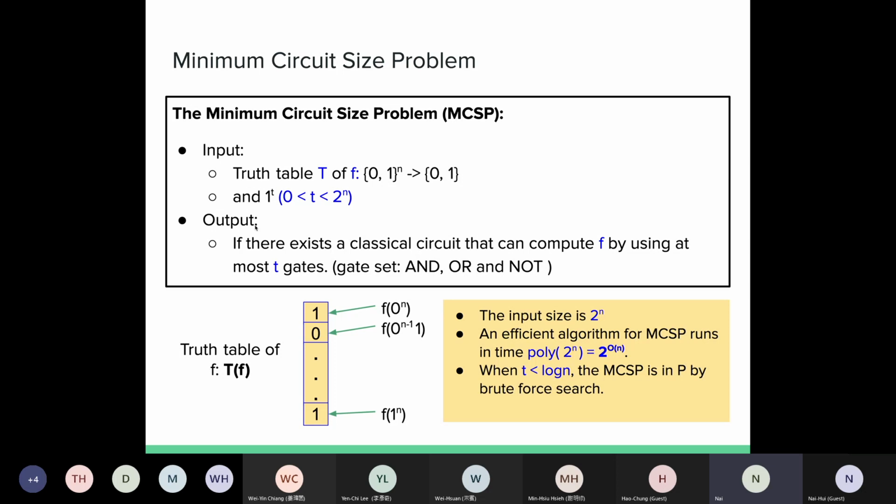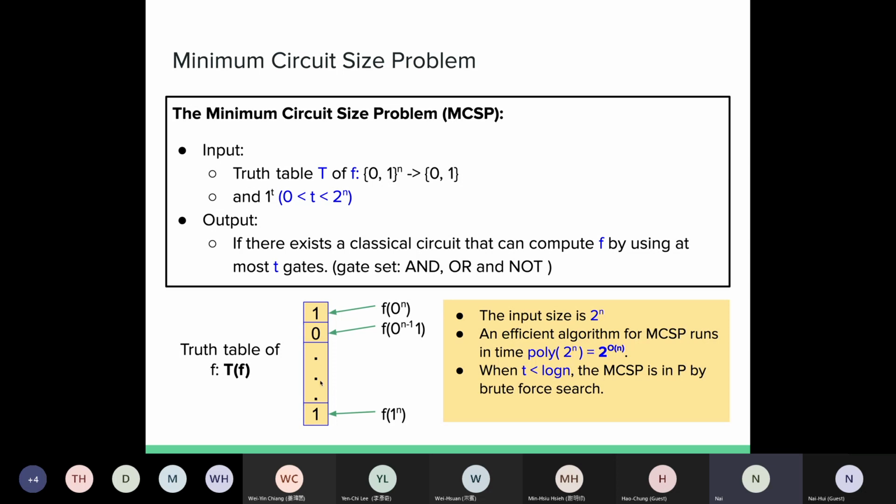And the question is also very simple. The question is asking you to output whether there exists a classical circuit that can compute f by using at most t gates. So t is given in unary form here. And of course, the gates in the classical setting you consider can be AND, OR, NOT. So let me try to visualize the problem.